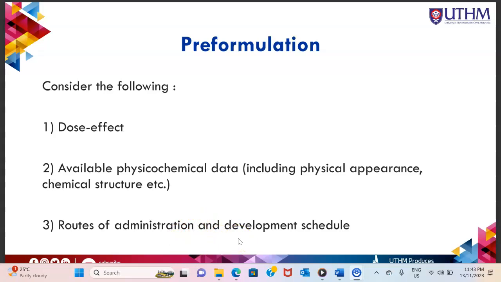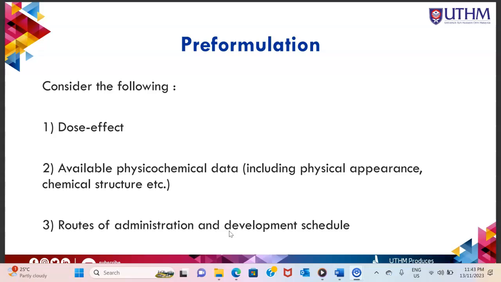Understanding the intended route to administer is crucial in formulating a drug product. So different routes, for example, oral, injection, topical, will require different formulations to ensure optimum drug delivery. And moreover, considering the development schedule is important for planning the formulation process and meeting the regulatory timelines.